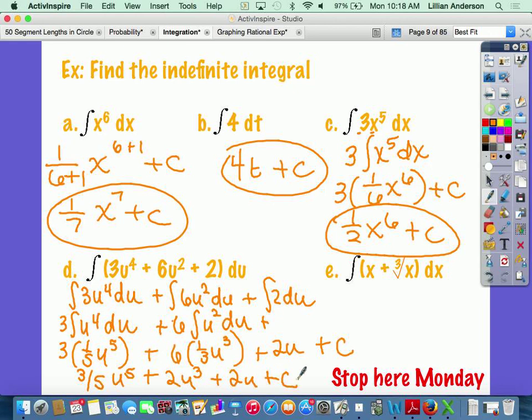And you can always check yourself by doing what? The derivative. 5 times 3 fifths is 3. Subtract 1, that's u to the 4. 6u squared plus 2.